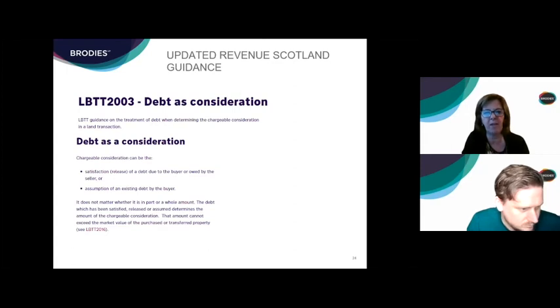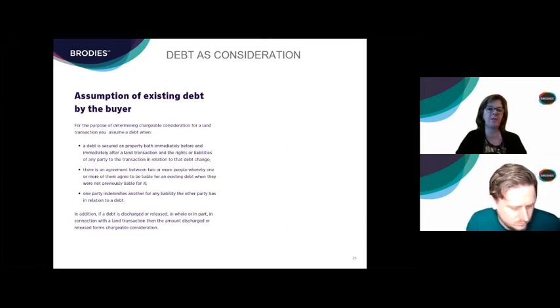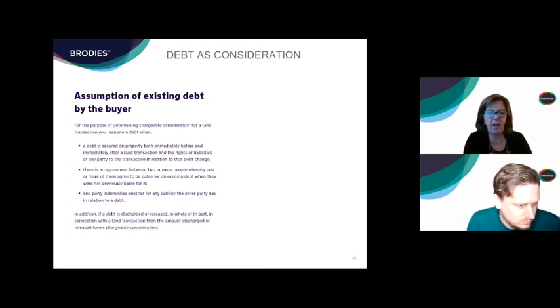So on the next slide, you can see that they're now saying debt is assumed where there is an agreement between two or more people whereby one of them agreed to be liable for an existing debt when they were not previously liable for it, or one party indemnifies another for any liability the other party has in relation to a debt. So that's really making it clear that it's not just a question of debt being treated as being assumed by another party. There has to be something express to mean that the debt is treated as consideration.